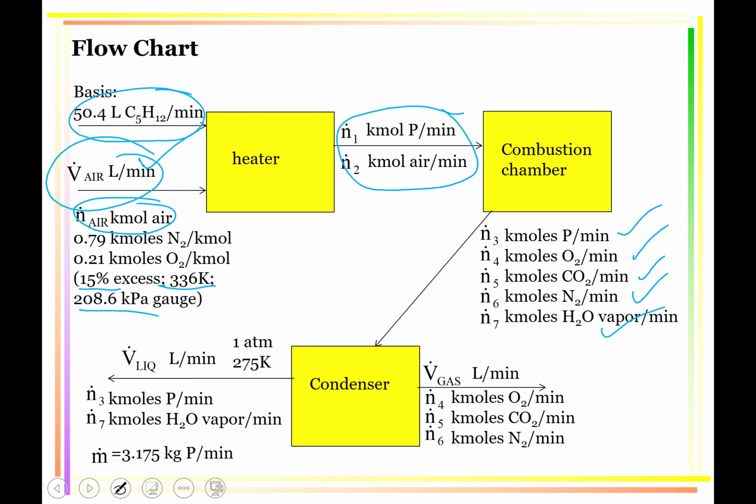It condenses, and we have all the pentane and water. Okay. Well, there must be a further separation. But anyway, the pentane and the water go in one side, and these are the gases that go: oxygen, CO2, and N2.